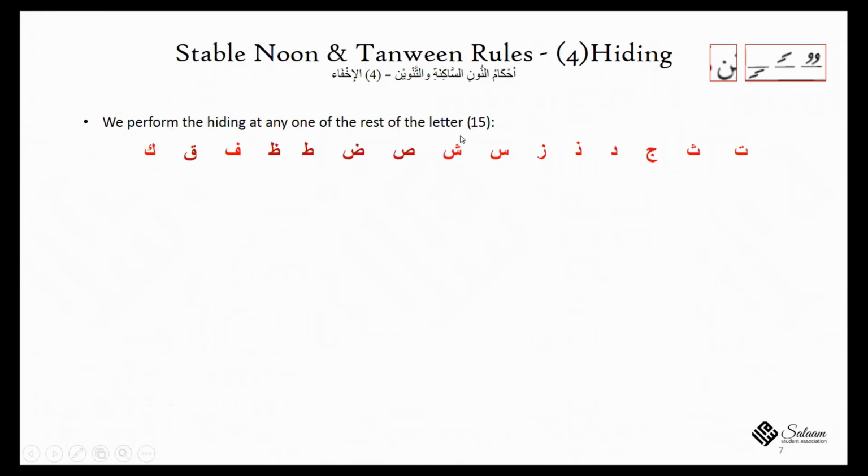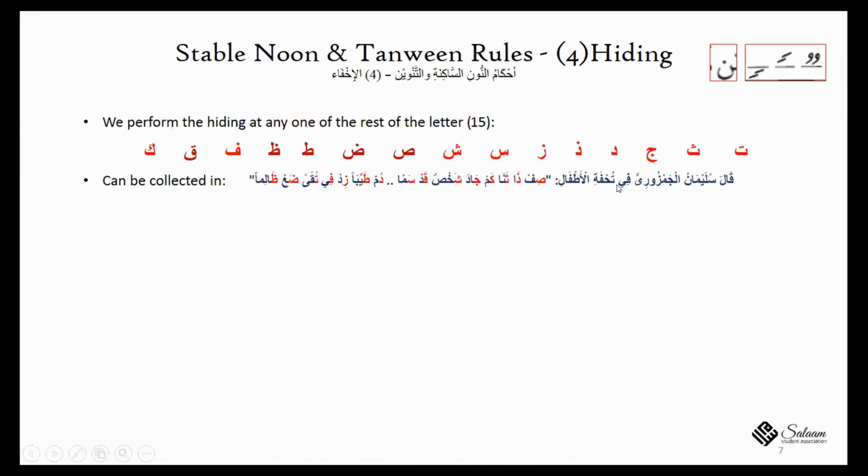Now we discussed we have 15 letters, right? So the rest of the 28 letters, we discussed 13 before in the last 3 rules. This rule can be applied to the rest of the letters, which are 15. They can be collected in one part of a poem by Sulaiman al-Jamzuri. It's called Tuhfat al-Atfal. Some people memorize this one to remind themselves of the Tajweed rules.